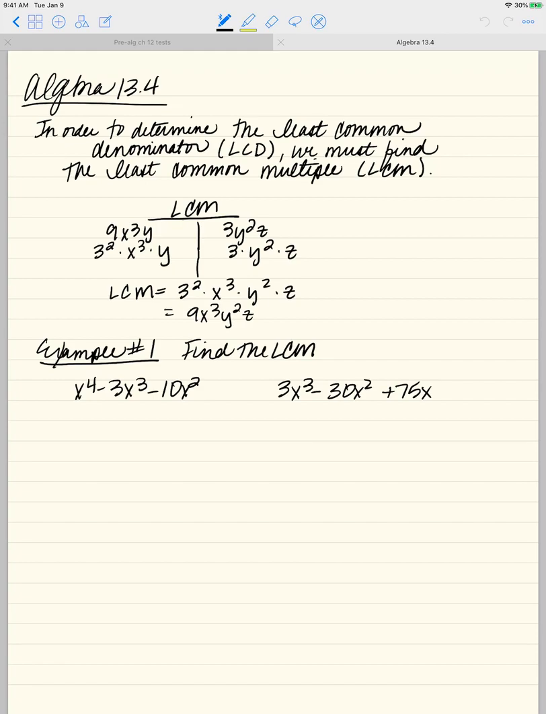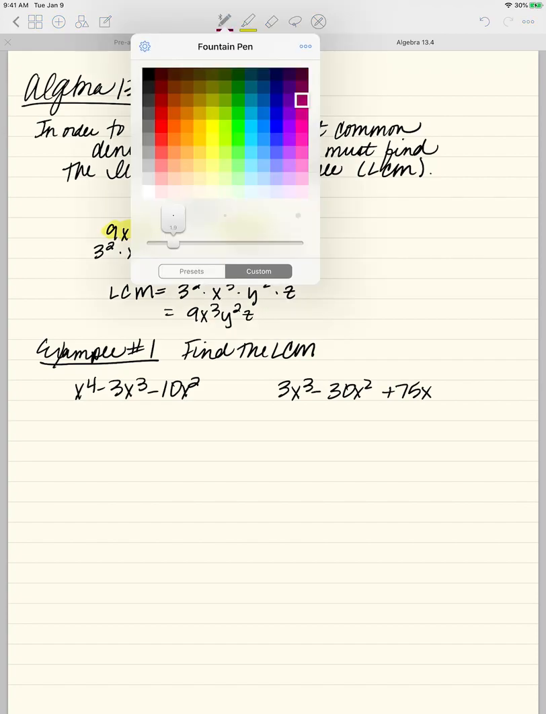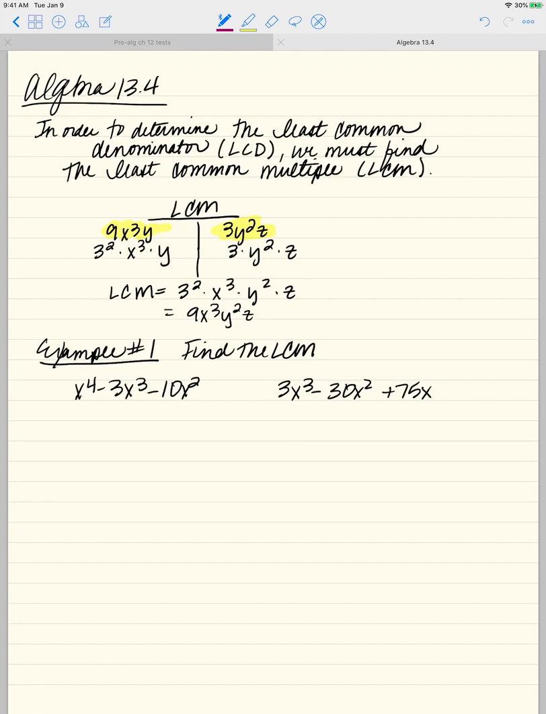So here, let's say we're trying to find the least common multiple between 9x cubed y and 3y squared z. 9 breaks down in prime factors to 3 squared. x cubed is just x cubed, y is y, 3 is 3, y squared, z. Then what we do is we take the highest power of each prime factor that we see between the two expressions that we're factoring. So here we have 3 squared versus 3. Obviously the higher power of 3 is 3 squared. So 3 squared comes here.